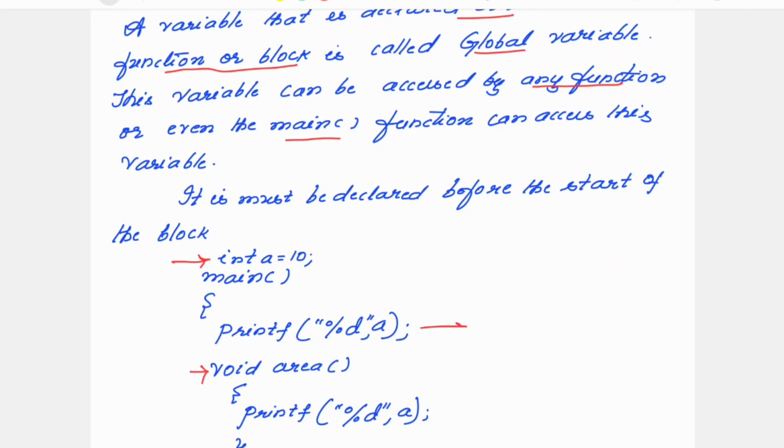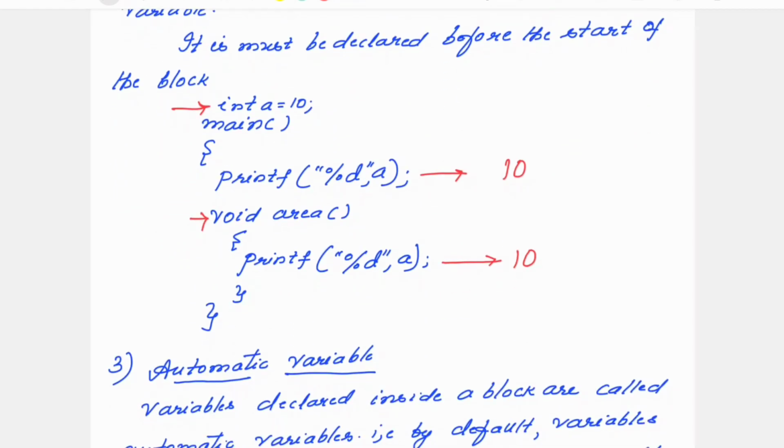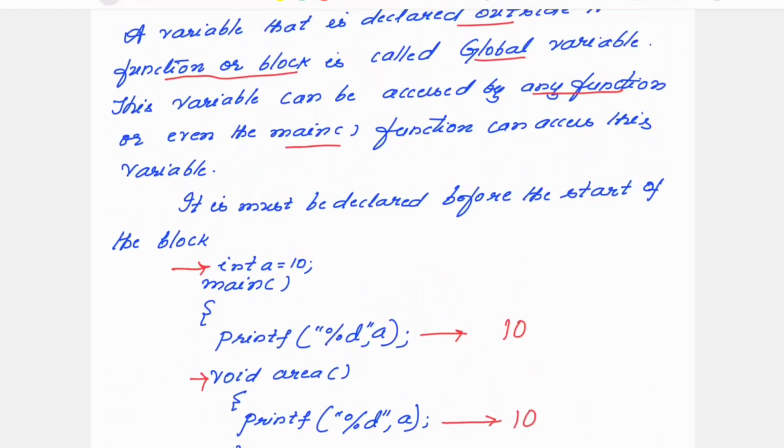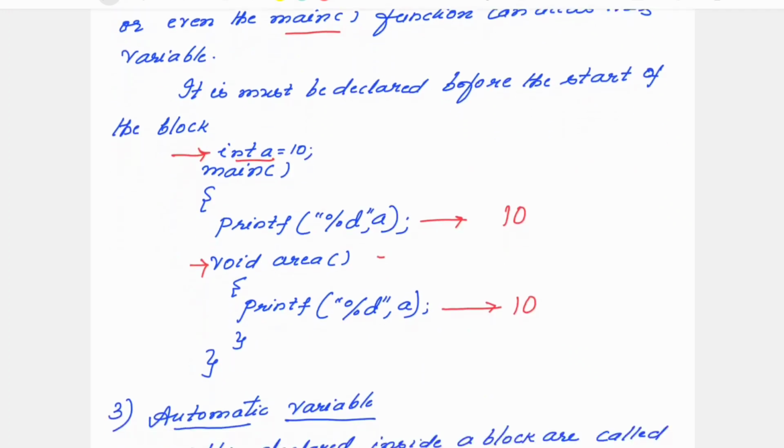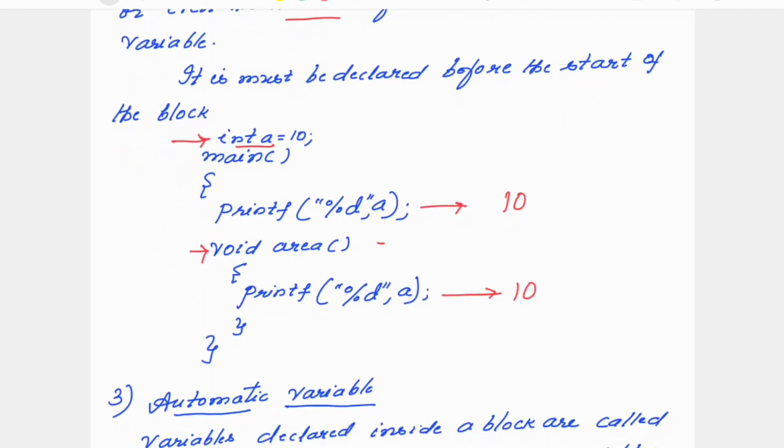Even the main function can access it, so the output is 10 here, and also the function, that is the area function, can access that variable. The output is 10 here. So 10 gets printed two times in this case. So this is called the global variable. Not only one function here, if you have some other user defined functions, all those functions can access this variable int a. That's why we call it a global variable.